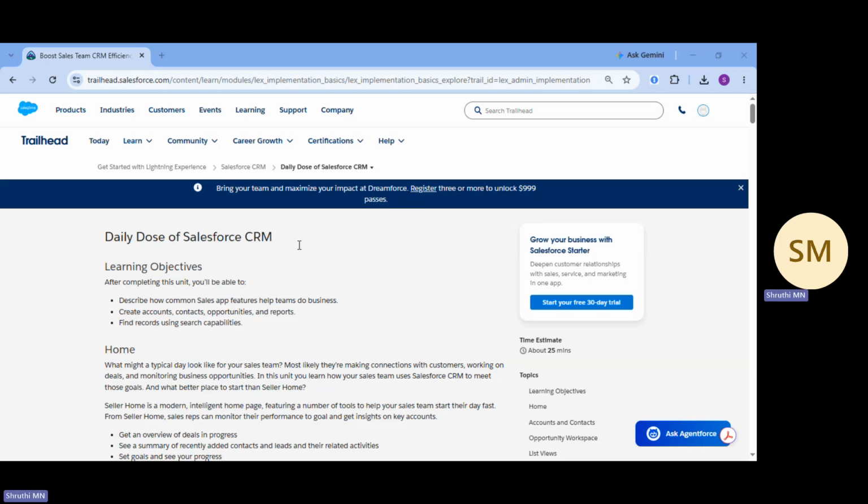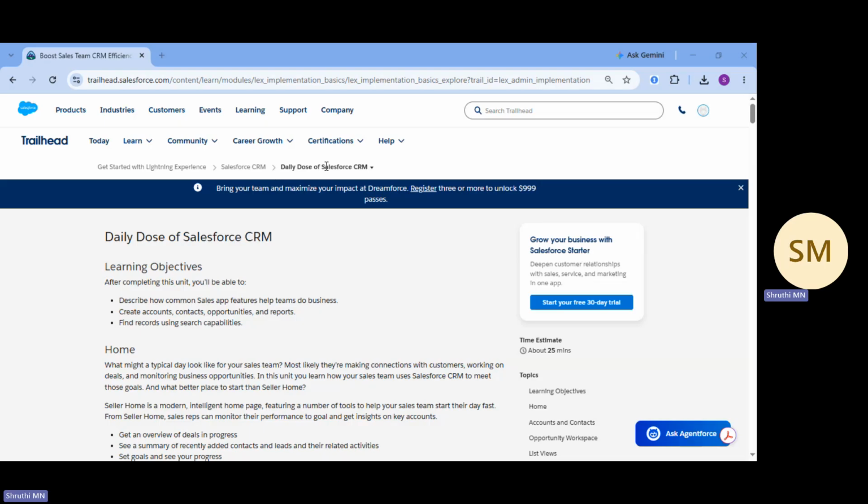Think of it like this. Account is equal to company, contact is equal to person, lead is equal to potential customer, opportunity is equal to potential deal. So instead of looking at Salesforce as hundreds of complicated features, think of it as a connected story about your customers. And this is where Salesforce CRM becomes powerful.